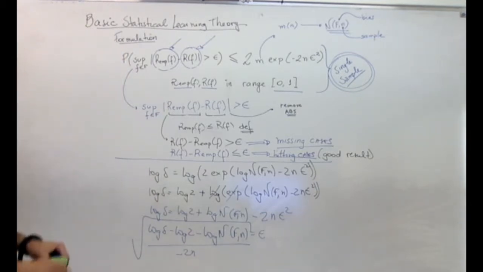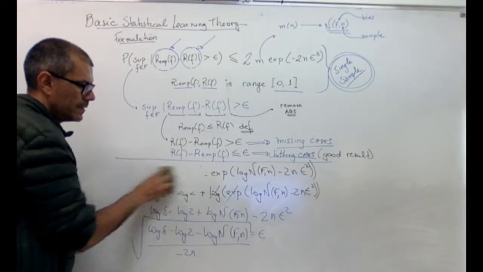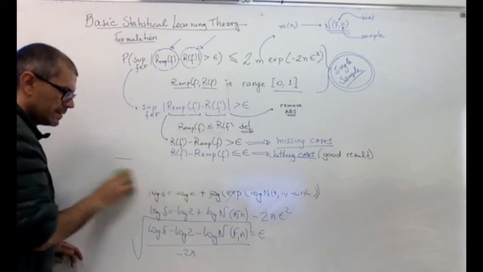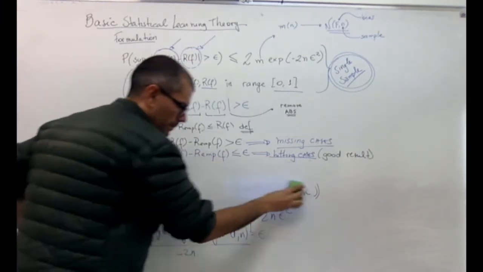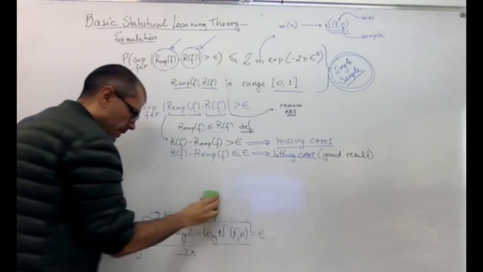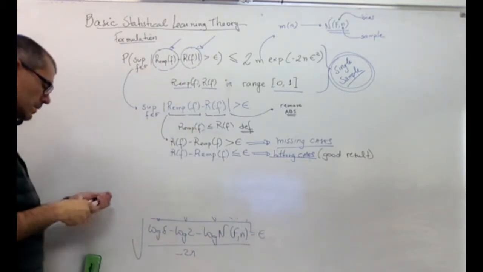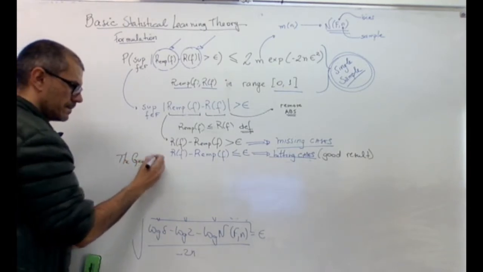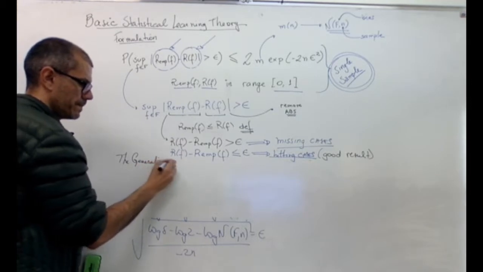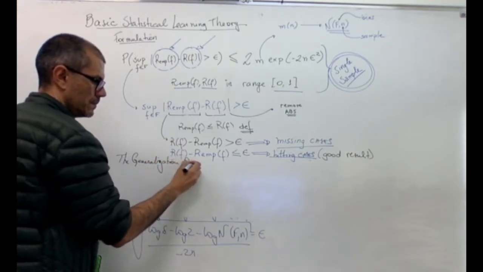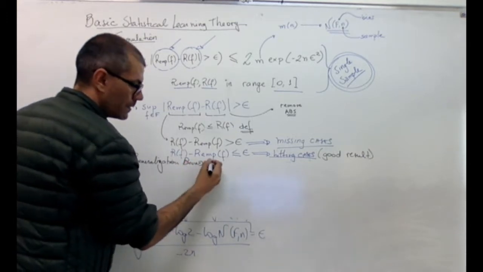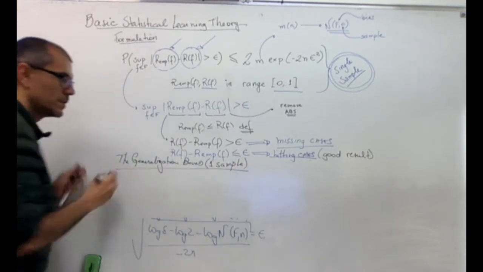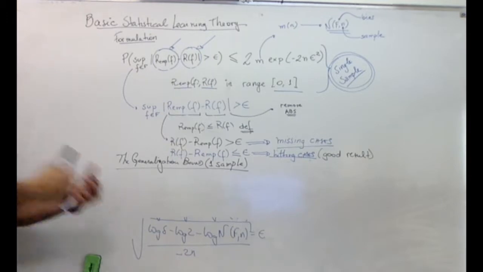So now we'll have something like this. I'm going to clean up this part. From this, Vapnik formulated what is called the generalization bound. And this is for one sample, for a single sample, because there is another bound for two samples. I'm going to talk about it next, right after.